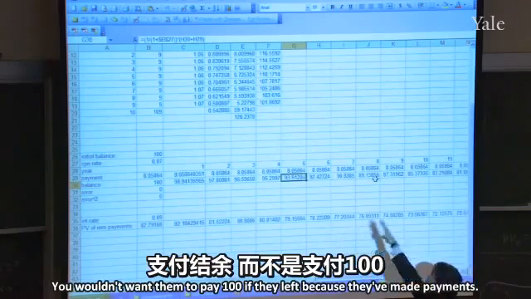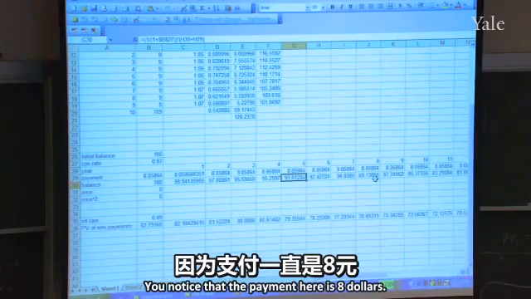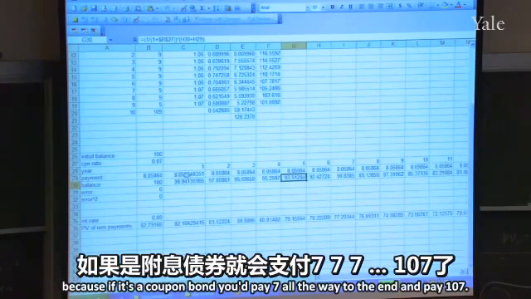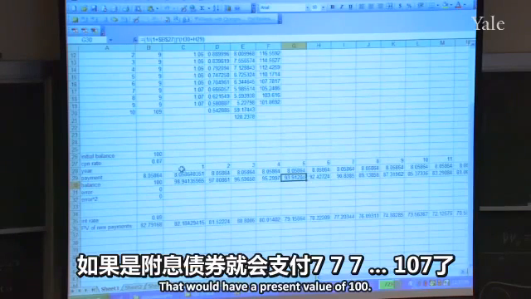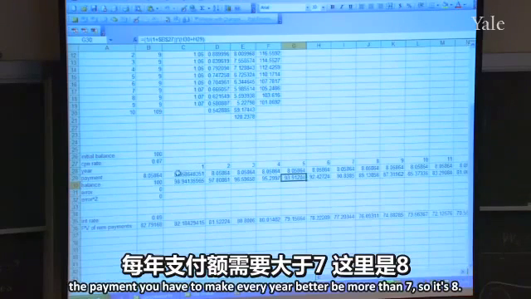You wouldn't want them to pay $100 if they left because they've made payments. You notice that the payment here is $8. That's bigger than 7%, right? Because if it's a coupon bond, you'd pay 7 all the way to the end and pay 107. That would have a present value of 100. If you're not paying the 100 at the end, but just making a level payment all the way through, the payment you have to make every year better be more than 7, so it's 8.